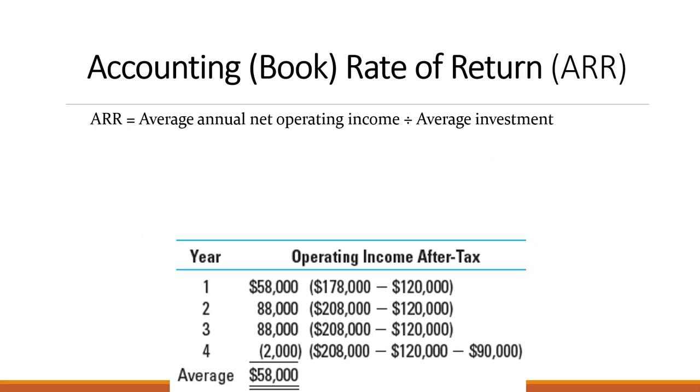Another model that we can use is called the accounting book rate of return, or the ARR, which is the average annual net operating income divided by the average investment. So we see the operating income after tax, and then the average of that amount.